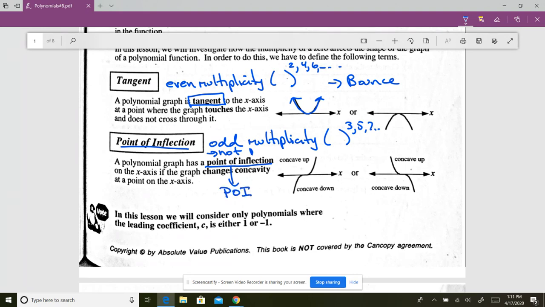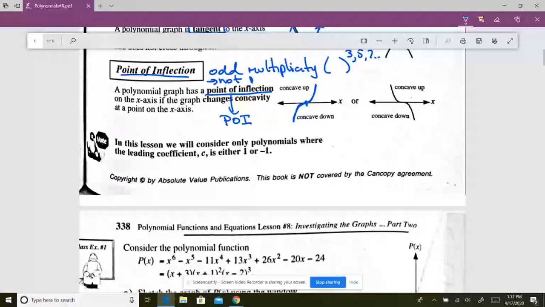Now, what that actually means is the concavity of the graph changes. We don't study concavity in this course, so you don't need to worry about that. You study it in calculus a lot more. But what it means is the curvature of the graph, and you can see this part of the graph is curving down, whereas this part of the graph is curving up. Okay. And the point at which it changes, which is right there, is your point of inflection. Okay. Again, we don't worry about concavity. Just know that a point of inflection occurs when you have an odd multiplicity.